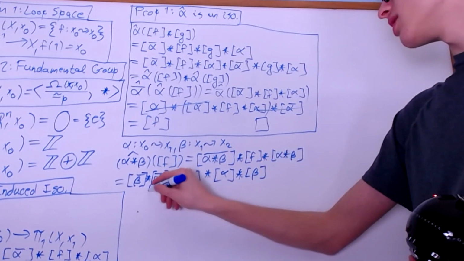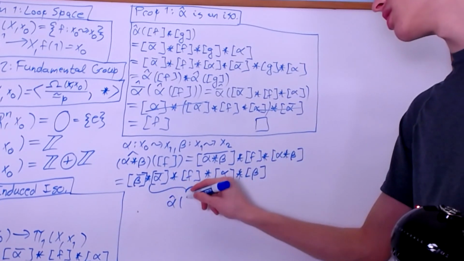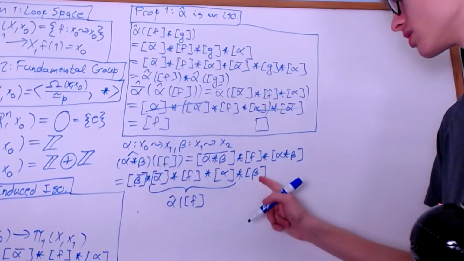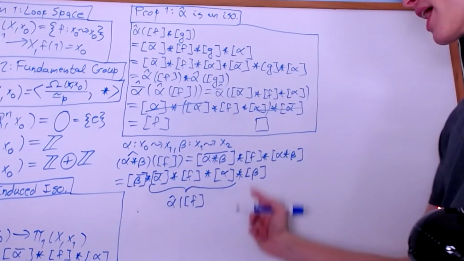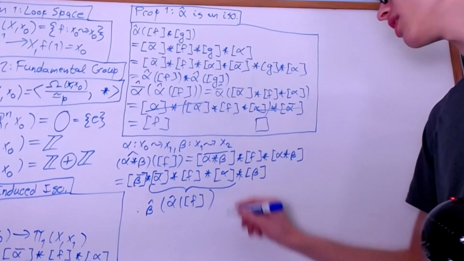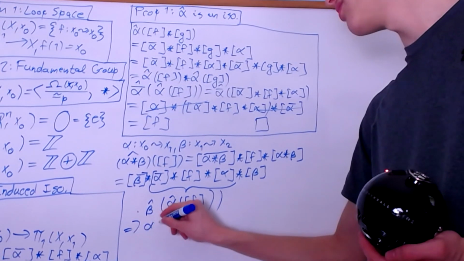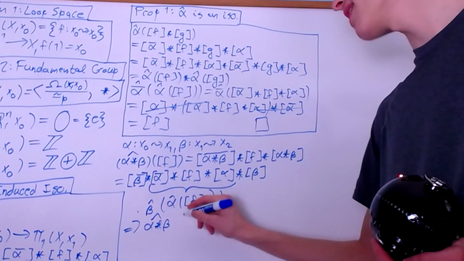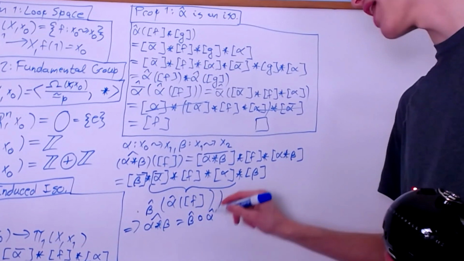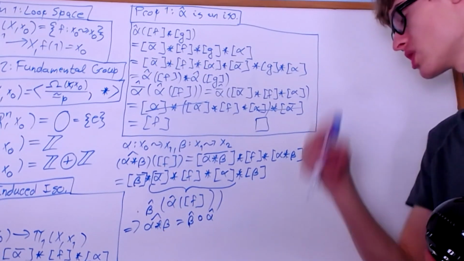On the inside, you can go ahead and see that that's clearly alpha hat of f. And then on the outside, we see a beta inverse and a beta. So that means we just conjugated this, which means that's beta hat of alpha hat of f, which means that really alpha star beta hat is just beta hat composed alpha hat. When you induce the isomorphism on concatenation, you just get their composition in the opposite order.